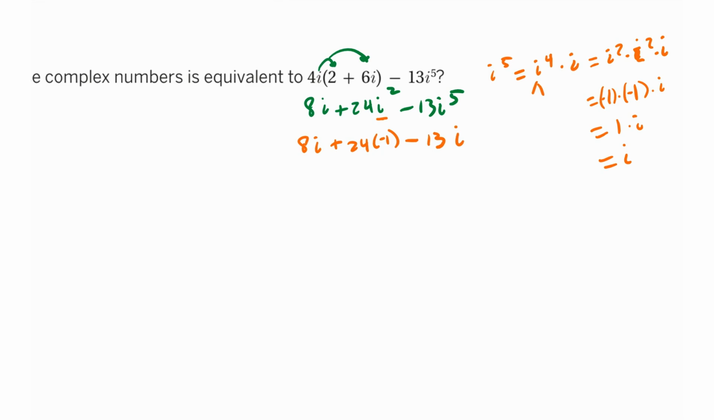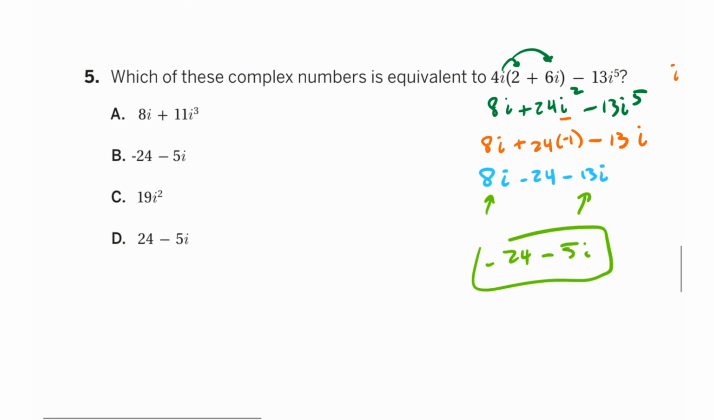Now, I'll rewrite this one more time just to multiply 24 times negative 1. And then I'm going to combine like terms here with my two values of i to get negative 24. And then 8 minus 13 is negative 5i. And when we look over here, we got our answer of B.